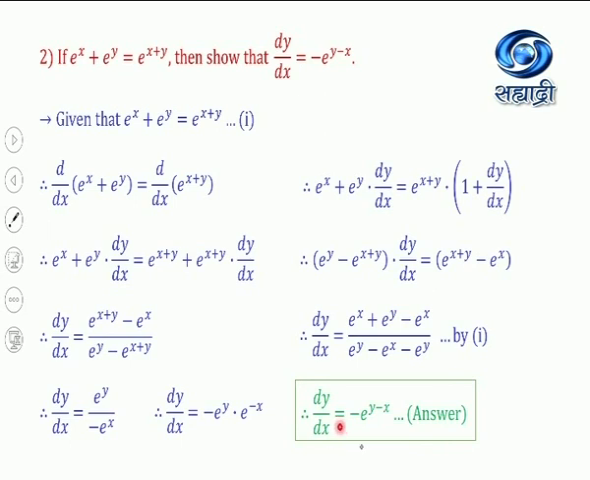Here, what is dy by dx now? Here the bases are the same. Therefore, take the sum of indices. So we write e to the power y minus x. Now this negative sign remains the same. Now this is our answer.